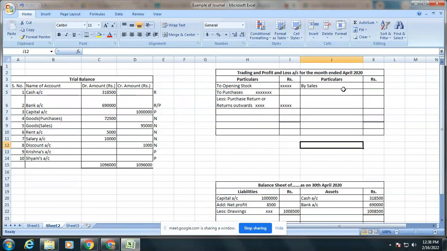Similarly, on the right hand side, it will be by sales, and when you sell product to your customers, some of them will also return the product to you. So like we did with purchase return, we will also not modify the sales account as such. We will use the sales return account, or return inwards account.